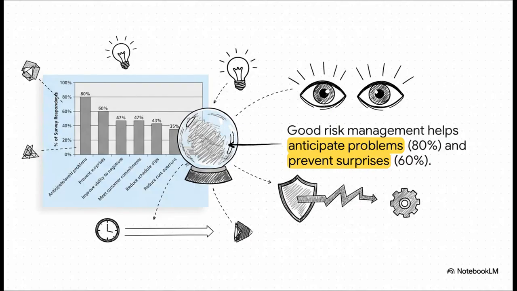And you know what? The data totally backs this up. Good risk management isn't just about putting out fires. A huge 80% of teams say it helps them see problems coming before they happen. 60% say it flat out prevents surprises, and almost half say they have fewer delays. This just goes to show that planning for risk actually makes the unpredictable, well, a little more predictable.